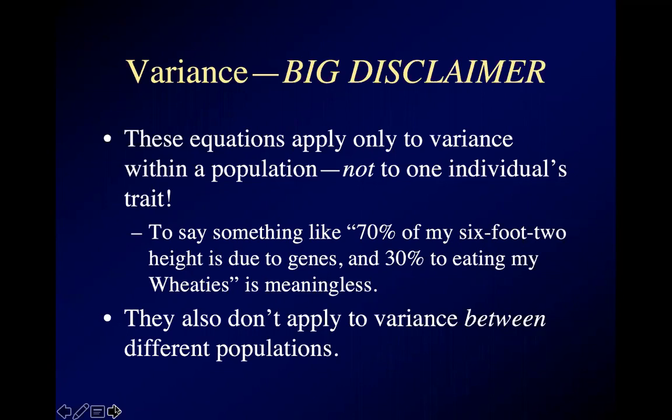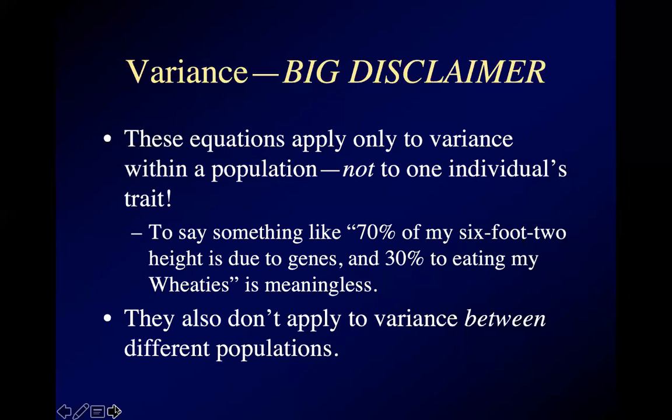I have no variance in my height because I'm a population of 1. So there's no possible way I could say that 70% of my 6'2" height is due to having a tall dad, and 30% of my 6'2" height is due to, actually, I mostly ate Cheerios as a kid, not Wheaties. Either way, it doesn't mean anything because the equations only apply to variance within a population.